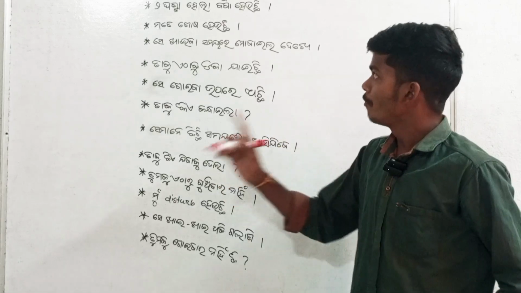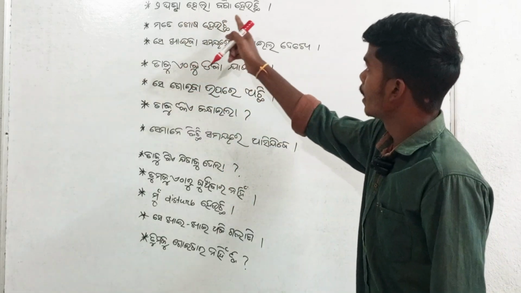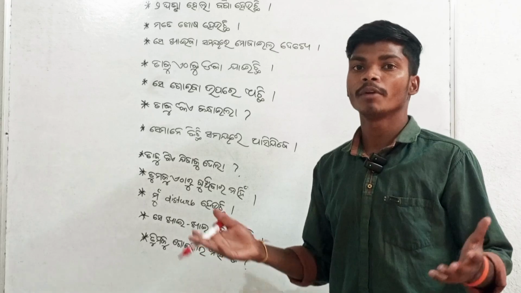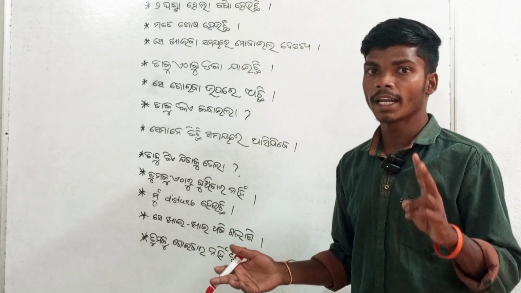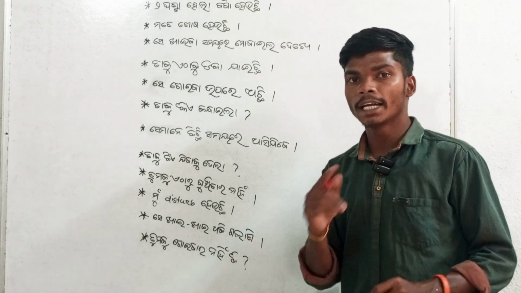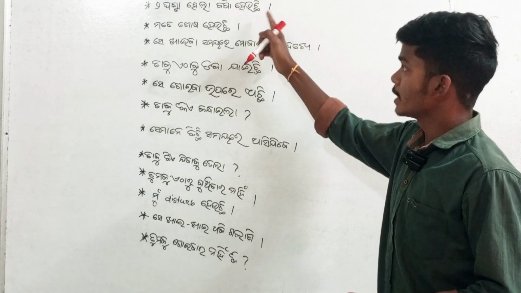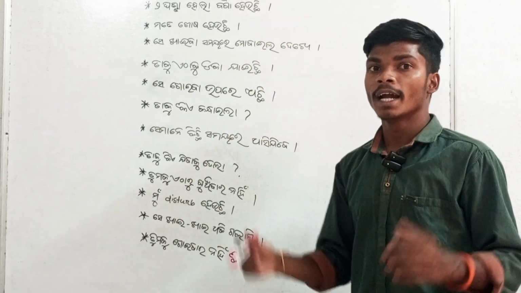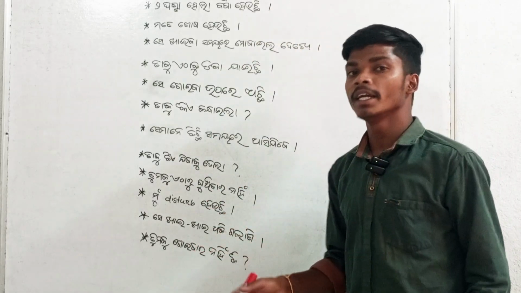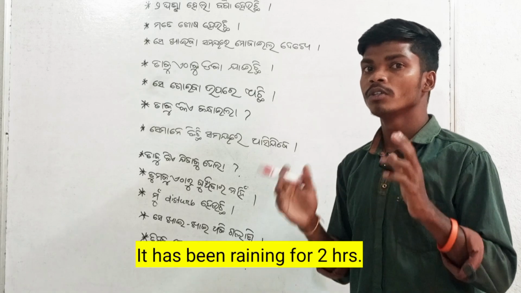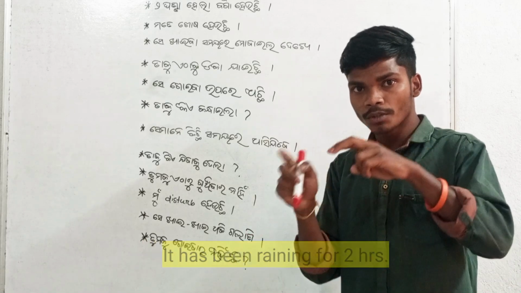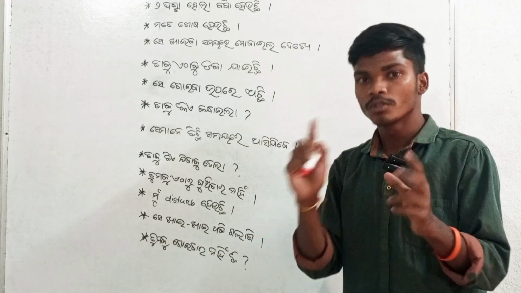First is "2 ghanta hela barsha hochi". How can we make it in English? If you don't know, then let me tell you, this is present perfect continuous tense. Now how can we make it? We can make it: it has been raining for 2 hours, because there is a duration of time, that is why "for 2 hours".